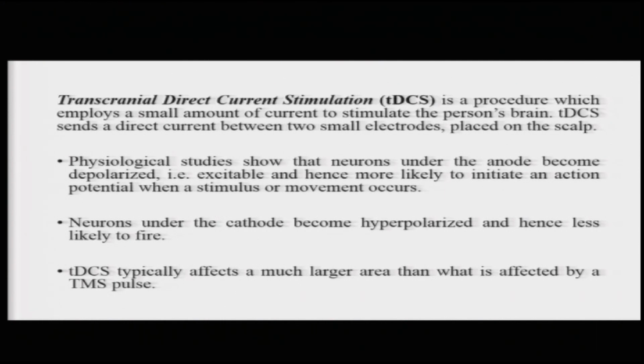Physiological studies have shown that neurons which lie under the anode become depolarized, or they become excitable. So they start firing as soon as you introduce a stimulus, or as soon as they detect the stimulus. Neurons under the cathode become hyperpolarized and they become less likely to fire. So typically what you can do using this combination of electrodes, a cathode and an anode, is make certain areas more responsive or less responsive than they would usually be, with respect to a control arrangement. And this basically can be used to test specific hypotheses about the functioning of the brain.